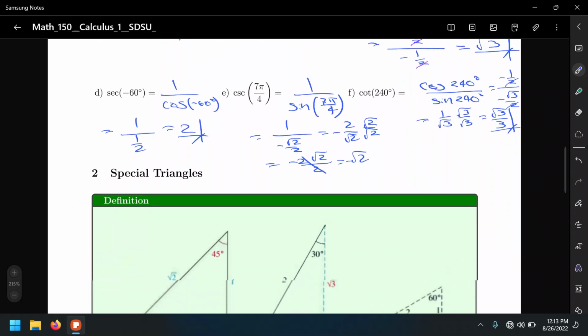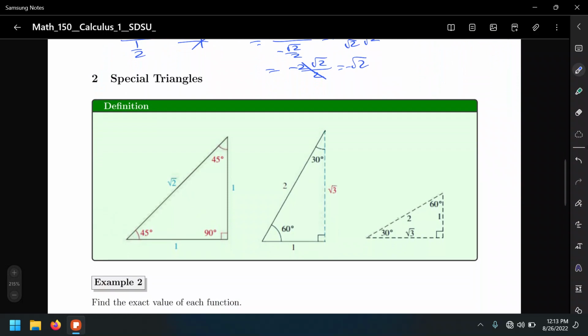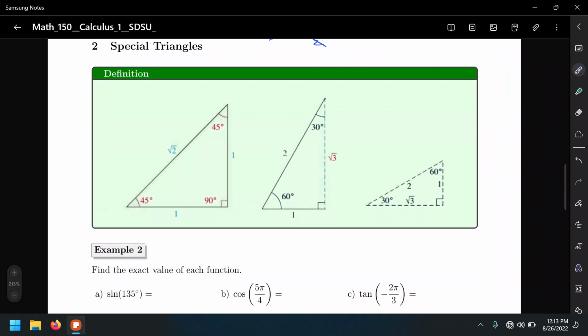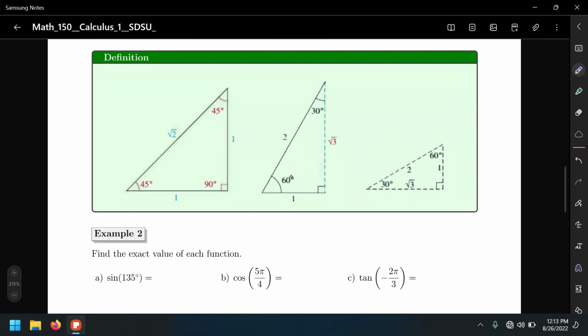So there is another way to evaluate trigonometric functions instead of memorizing the unit circle, and this is actually my preferred way: by memorizing the special triangles, the 45 degree, the 60 degree, and the 30 degree angle.